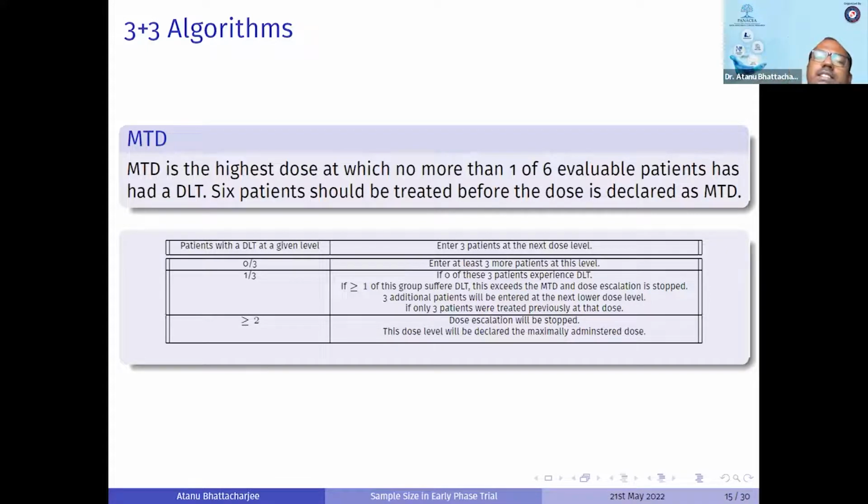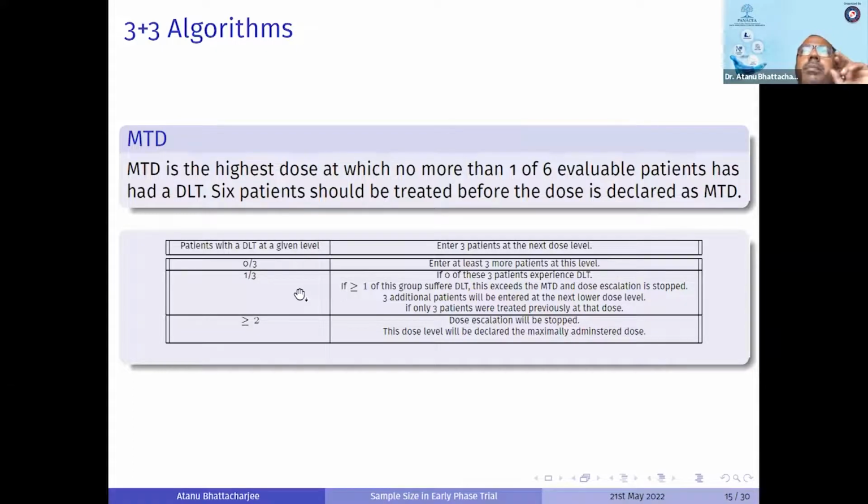Simultaneously we can enroll the patients. When one patient's result comes, we expect that the toxicity result can come within 7 days. The next patient is recruited, again go for 7 days, let's check, and let's go for the third patient, like that. So there are 2 things here: the patients with the DLT at a given time, and entering 3 patients at the next dose level.